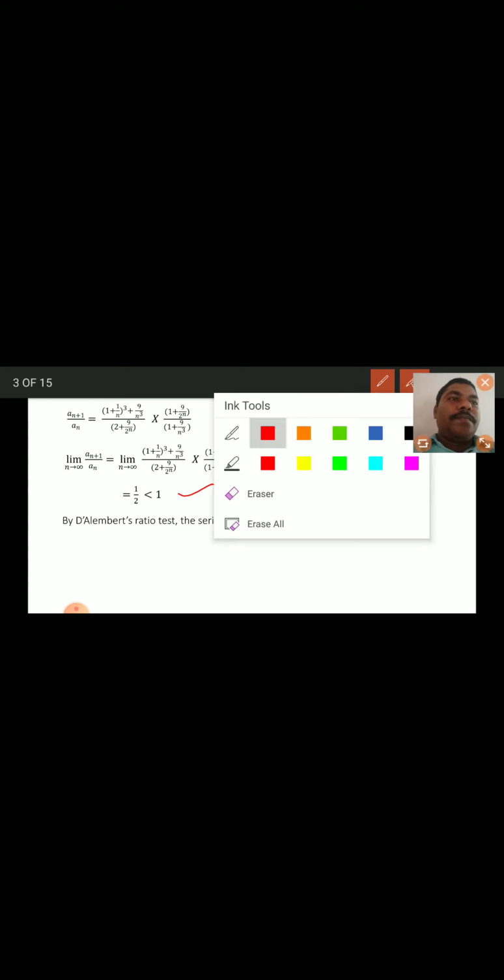Next problem. Test the nature of the series summation (2 raised to n plus 1) divided by (3 raised to n plus 1). Solution. Here the nth term a_n is equal to 2 raised to n plus 1 by 3 raised to n plus 1, and for a_(n+1) we replace n by n plus 1 in a_n. Then consider a_(n+1) by a_n.